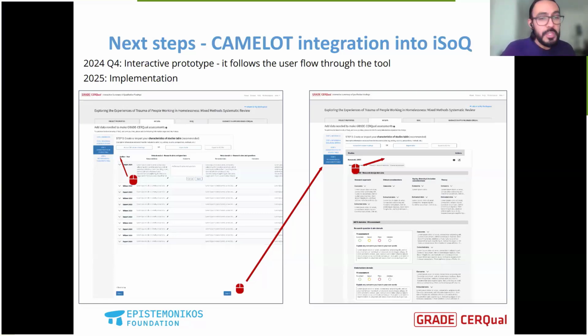Okay. I think personally that it's very comfortable for us to explore all these options and different alternatives only on prototypes, mockups, and wireframes, because actually developing the tool is very expensive, very slow, and can be very complicated. So by the end of this year, we expect to have the interactive prototype of all of the behaviors of the CAMELOT integrated into iSoQ. And once we agree that this is what we want to do, then hopefully next year we will be implementing all of this into iSoQ.